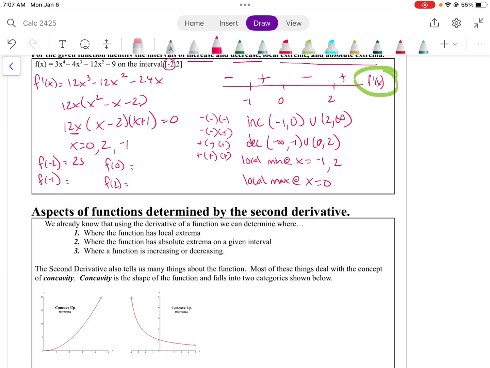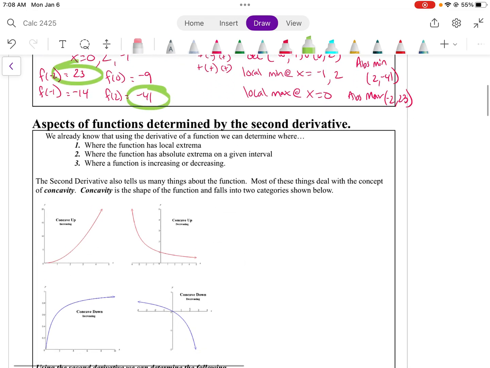So I'm going to type negative 2. I got back 23. If I type in negative 1, I got back negative 14. For 0, I got negative 9, and for 2 again, I got negative 41. So my absolute min is going to be at 2, negative 41, and my absolute max is going to be at negative 2, 23. Because I'm taking my highest and my lowest y values that I see, and those will become my absolute extrema.